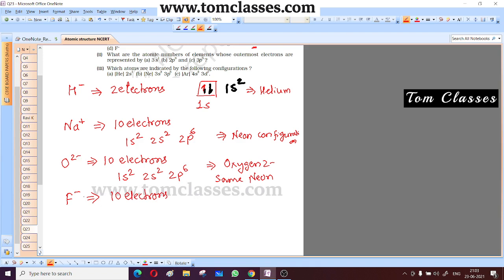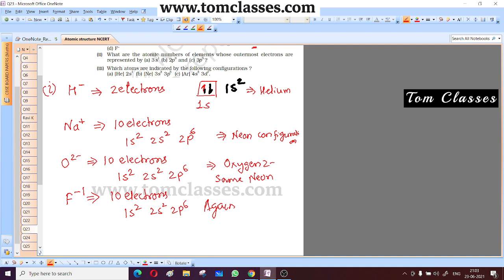Because the atomic number of fluorine is 9, it will gain an electron, so 10 electrons, right? So this is 1s2, 2s2, 2p6 again. Okay, so that is what it is. So this is regarding the first part. Then there is the second part.